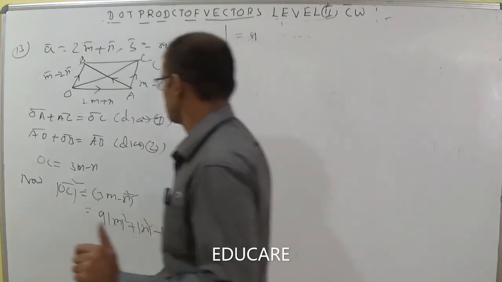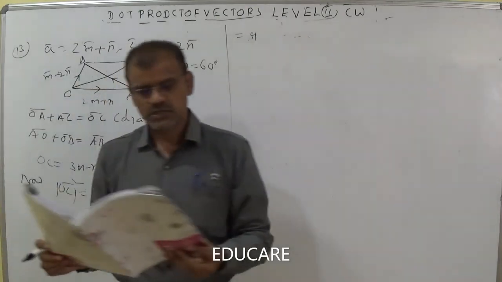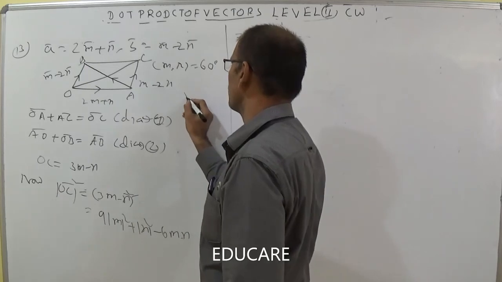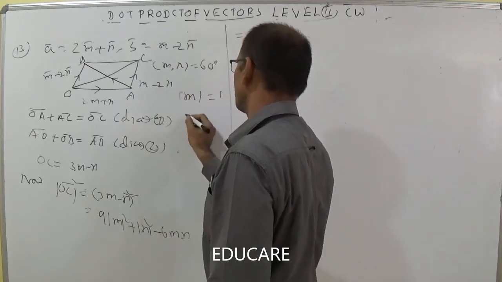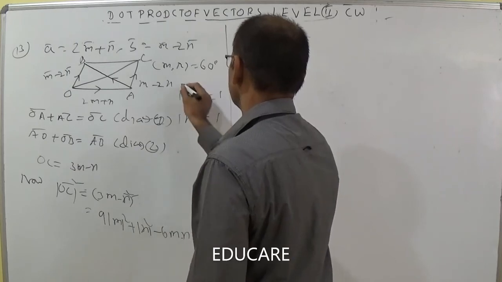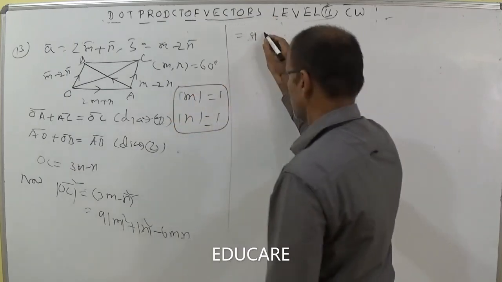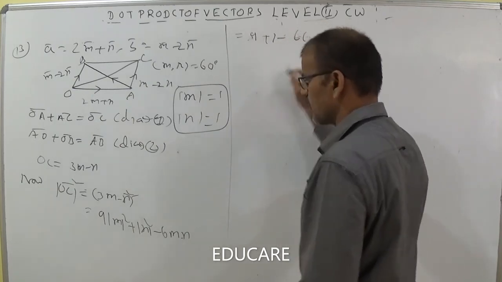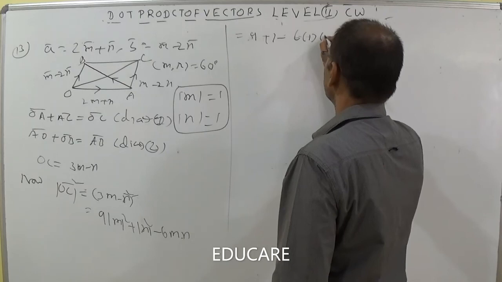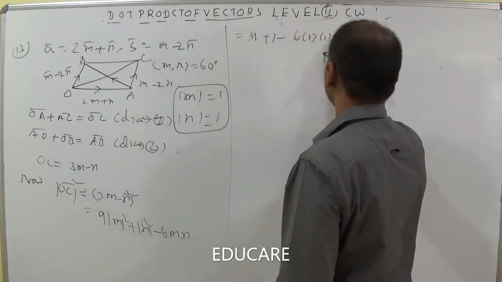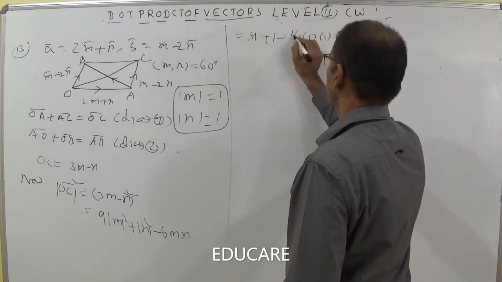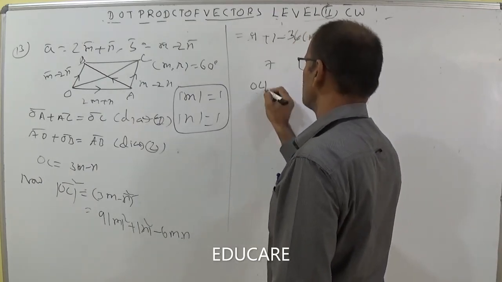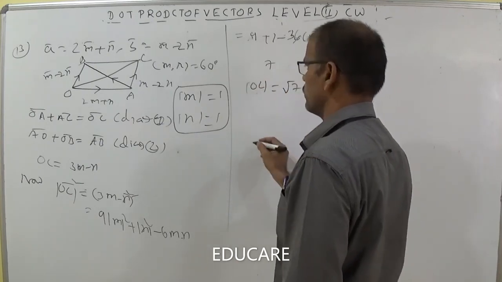Let us see, the angle between the unit vectors m and n is given. |m| is equal to 1 and |n| is equal to 1. This is the data given. So 9 into 1 is 9, plus 1, minus 6 into m·n, that is 6 into 1 into 1 into cos θ, which is 1/2. So it becomes 3. 10 minus 3 equal to 7. Now OC we need, OC equal to √7.